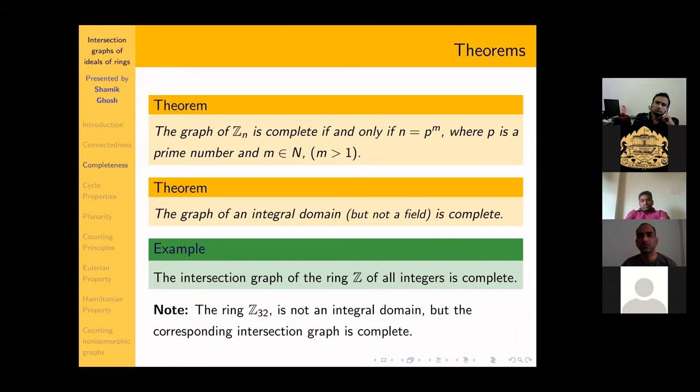And so in particular, the most popular ring in commutative ring theory, the domain example, is the ring of all integers. It is a complete graph as per this theorem. But you notice that there are non-integral domains also which are complete, that is, Z_{p^m} is complete.